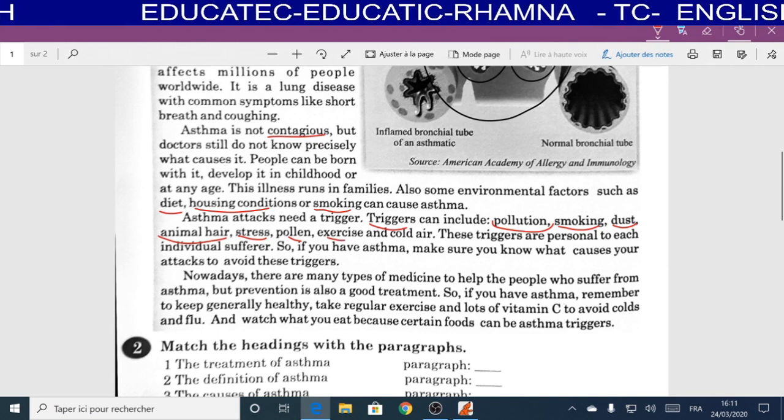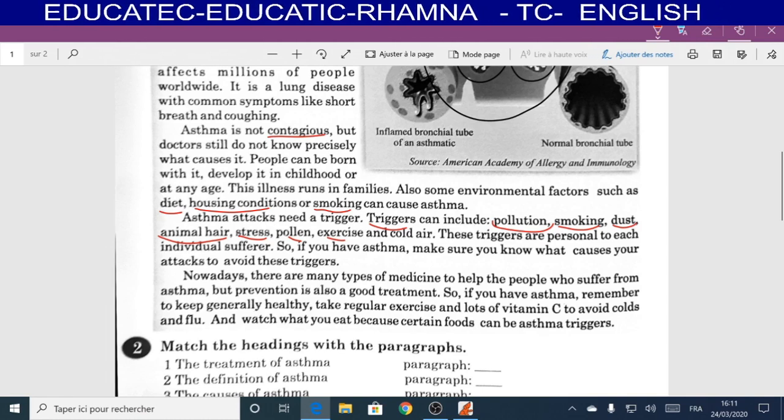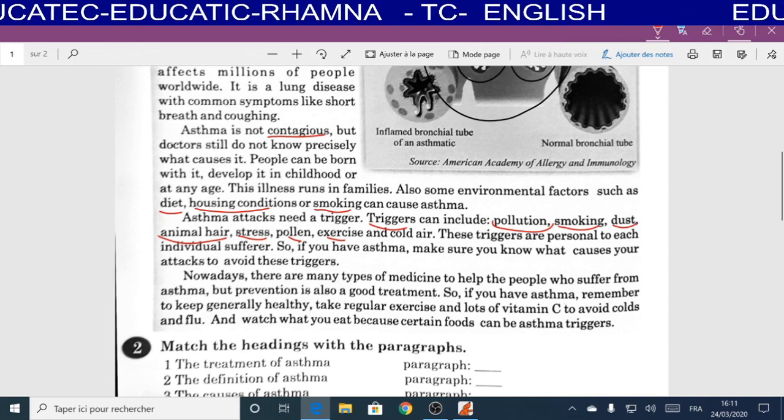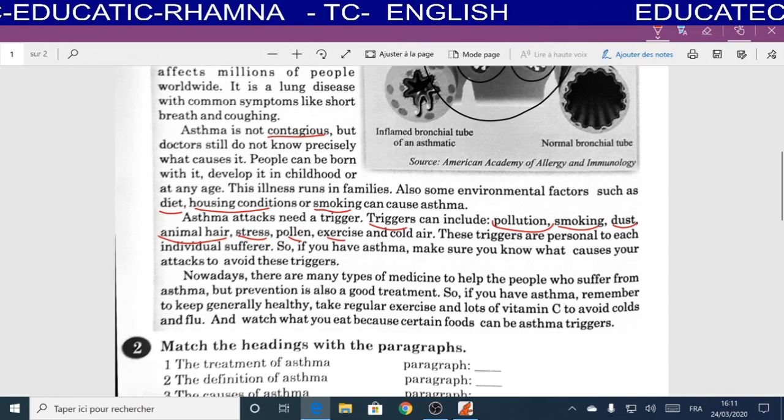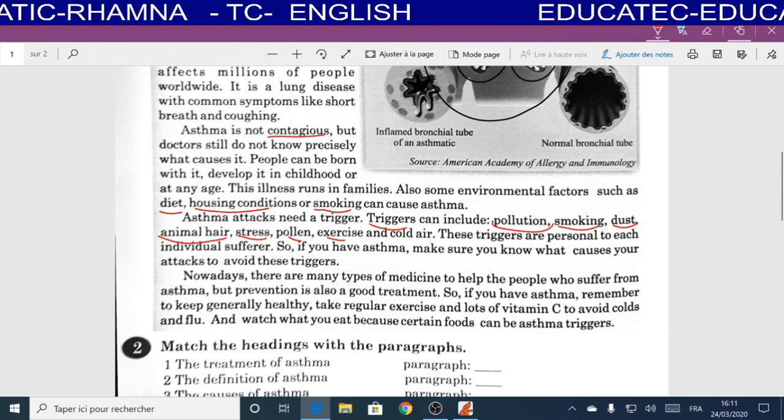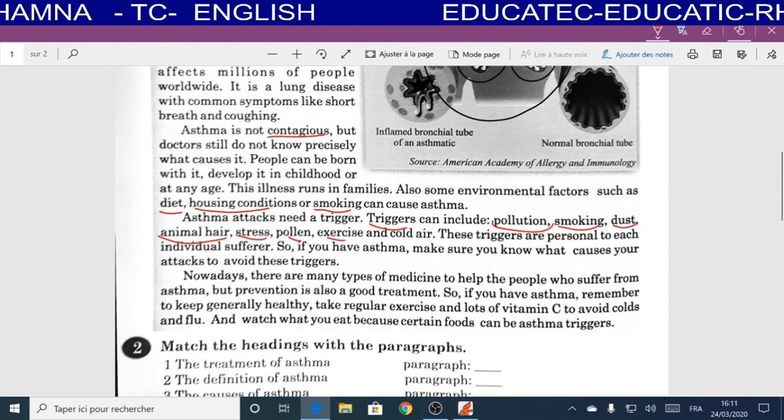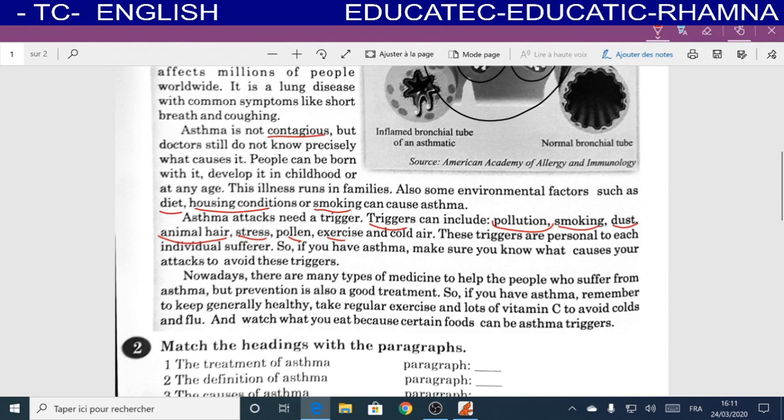So these triggers are personal to each individual sufferer. So if you have asthma, make sure you know what causes your attacks to avoid these triggers.